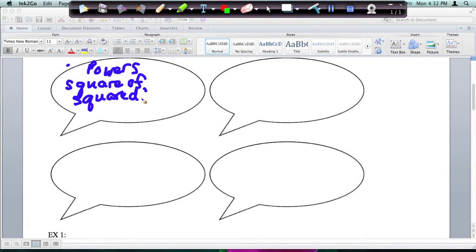And then cubed for to the third power, and then after that it's fourth power, fifth power, etc. We don't have a fancy word for it.